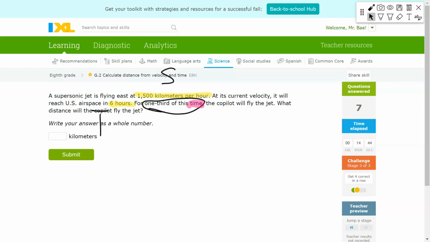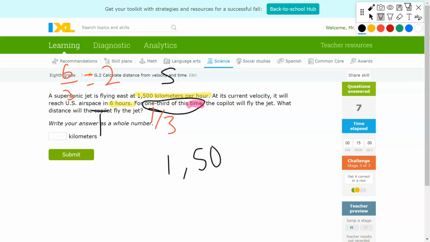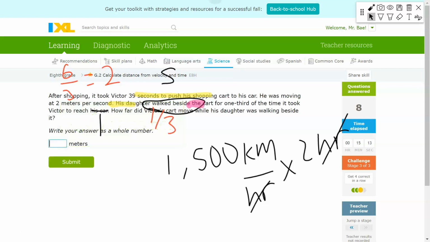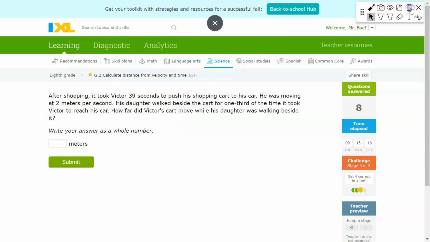So we need to reduce the time by a factor of 3, because 1/3 is 1/3. So 6 divided by 3 will get you 2. So that means you're going to have to do 1500 kilometers per hour multiplied by 2 hours. Okay, if you do that, your answer should then be 3000 kilometers. Cool. And we'll do just a couple more.